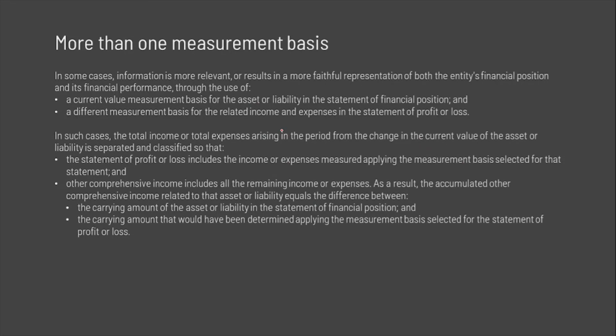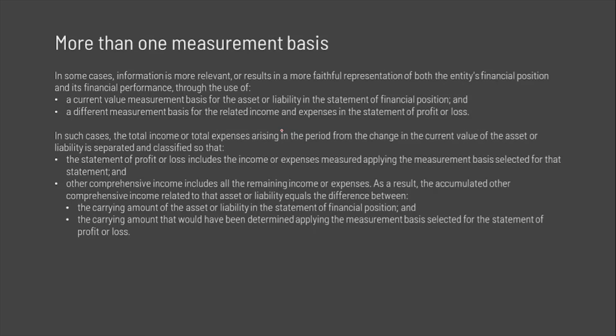Sometimes, it may be necessary to use more than one measurement basis in order to provide useful information. In most cases, the use of different measurement bases is applied in such a way that, first, a single measurement basis is used in the statement of financial position and statements of financial performance, and additional information is disclosed in the notes for a different measurement basis. For example, an investment property may be measured using the cost model. However, the investment property's fair value is disclosed in the notes.